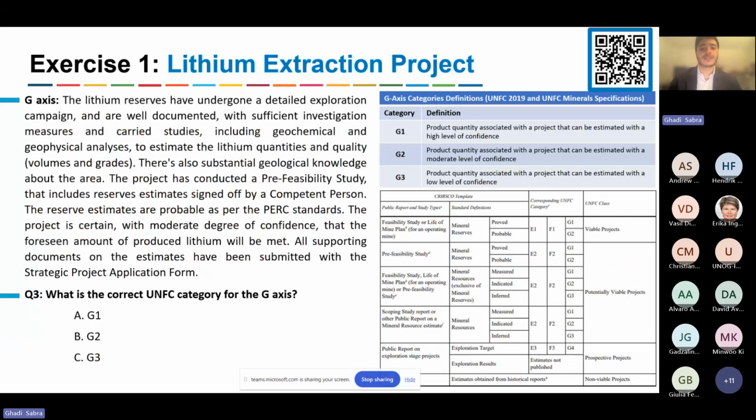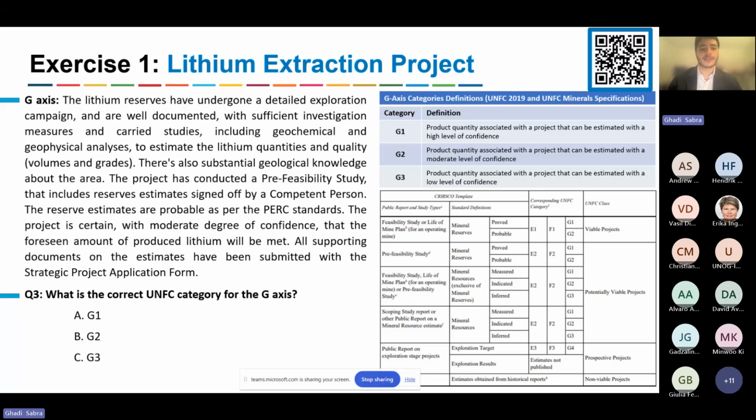The project has conducted a pre-feasibility study that includes reserves estimates signed off by a competent person. The reserves estimates are probable as per the PERC standards. PERC is part of the CRIRSCO family. The project is certain with moderate degree of confidence that the foreseen amount of produced lithium will be met. All supporting documents on the estimates have been submitted with the strategic project application form.